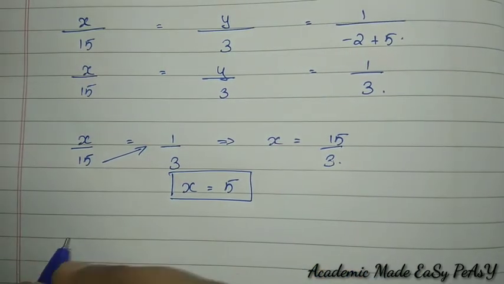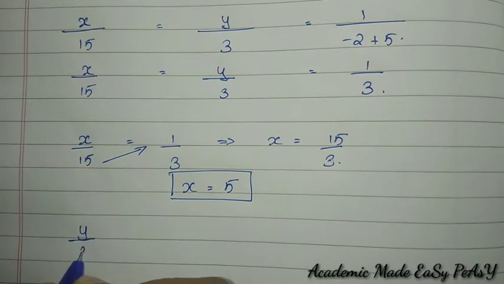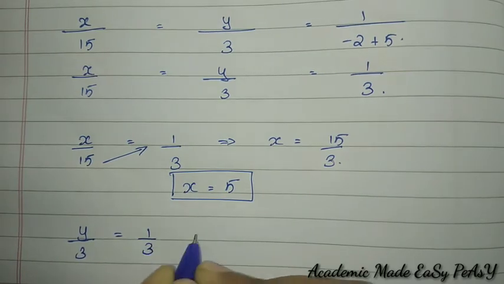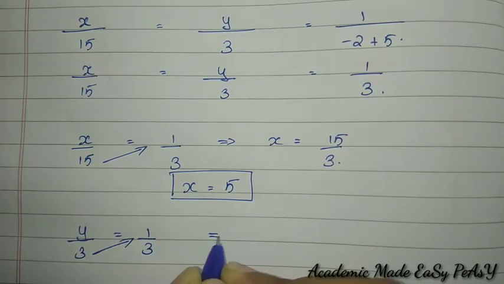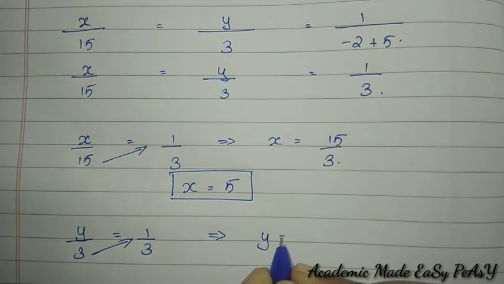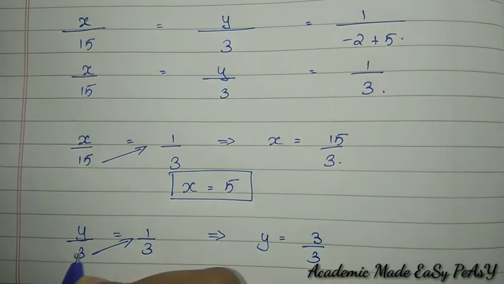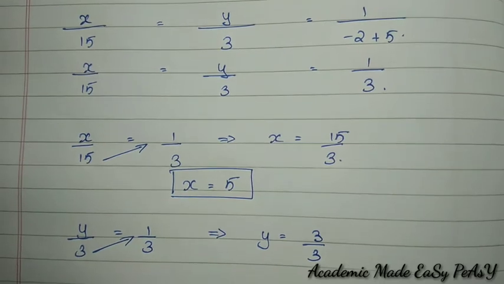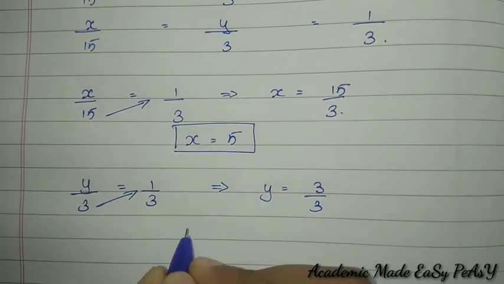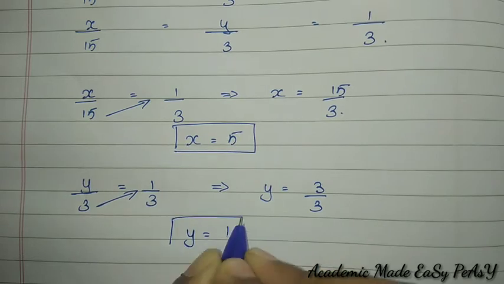x is equal to 5 and y by 3 is equal to 1 by 3. So I will be taking it this side. This implies y is equal to 3 by 3, or you have the same denominator, you can just cancel it directly. You can do that also. So my y is equal to 1.